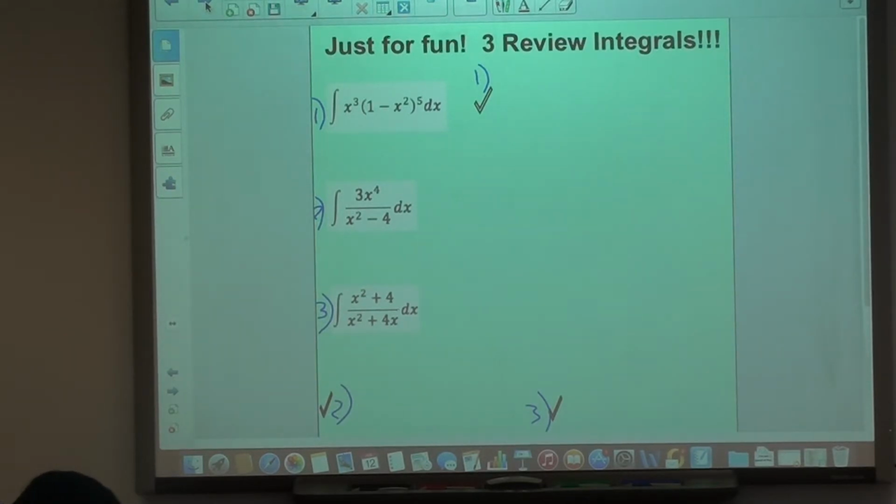You would honestly FOIL that whole thing out. Use Pascal's triangle. It's not a terrible thing. I mean, it's only to the fifth, right? You can do binomial expansion and have that sucker FOILed out in probably 2 or 3 minutes, and probably be faster than the way that I did it.